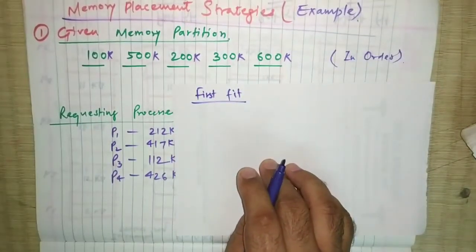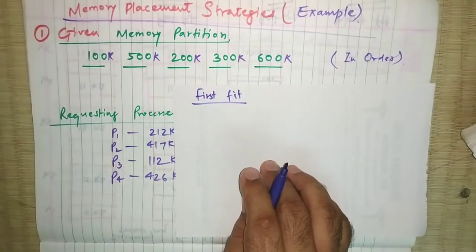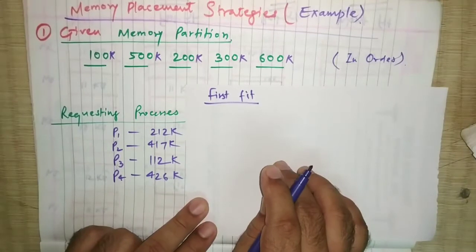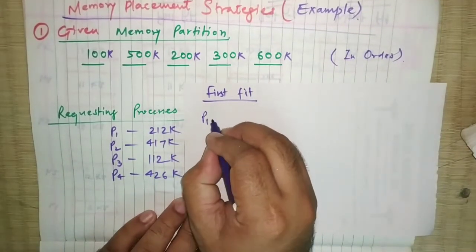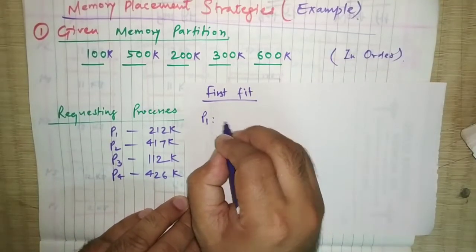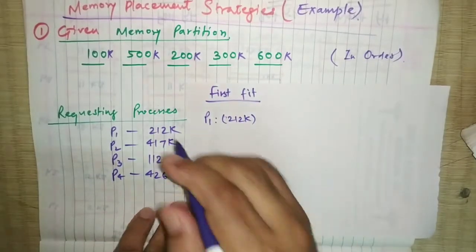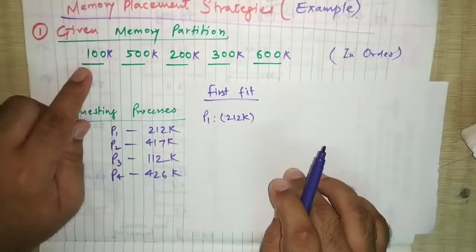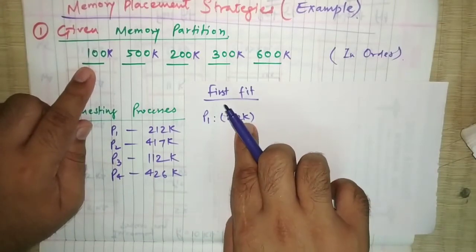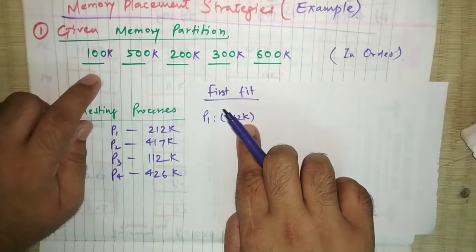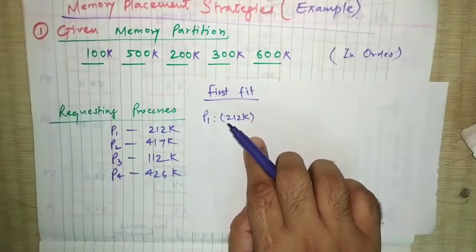According to the first fit algorithm, we have to allocate the first hole that is big enough, as we have seen earlier. Process 1 has a requirement of 212k. So first we'll go to the first partition, 100k. Process 1 at 212k cannot fit inside the 100k partition, so we'll leave it. We'll go to the 500k.